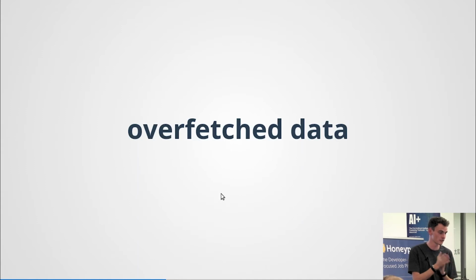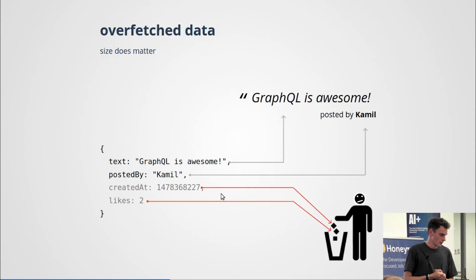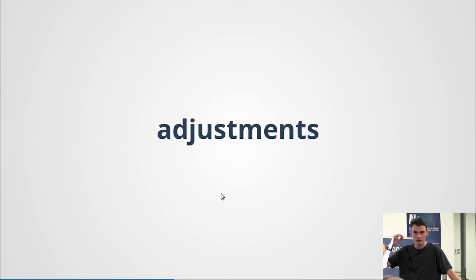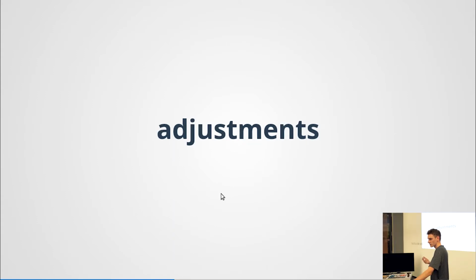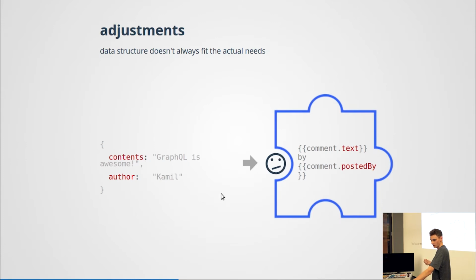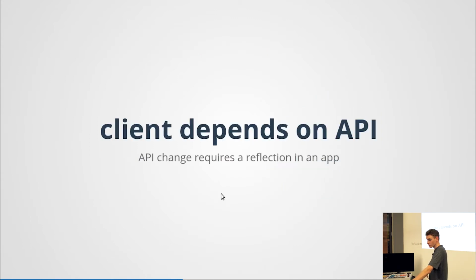The other problem is that the data is being overfetched. We use a comment, so we get text, posted by, created at, and number of likes. And as you can see, we display only the text and the posted by. So we get two fields, and we put the other fields into the trash. So it's an overkill. Also in our apps, when the REST endpoint changes, we have to make adjustments. And with GraphQL, as you can see, we have different names of those fields, and basically the structure might change. So it's painful. Fourth time.